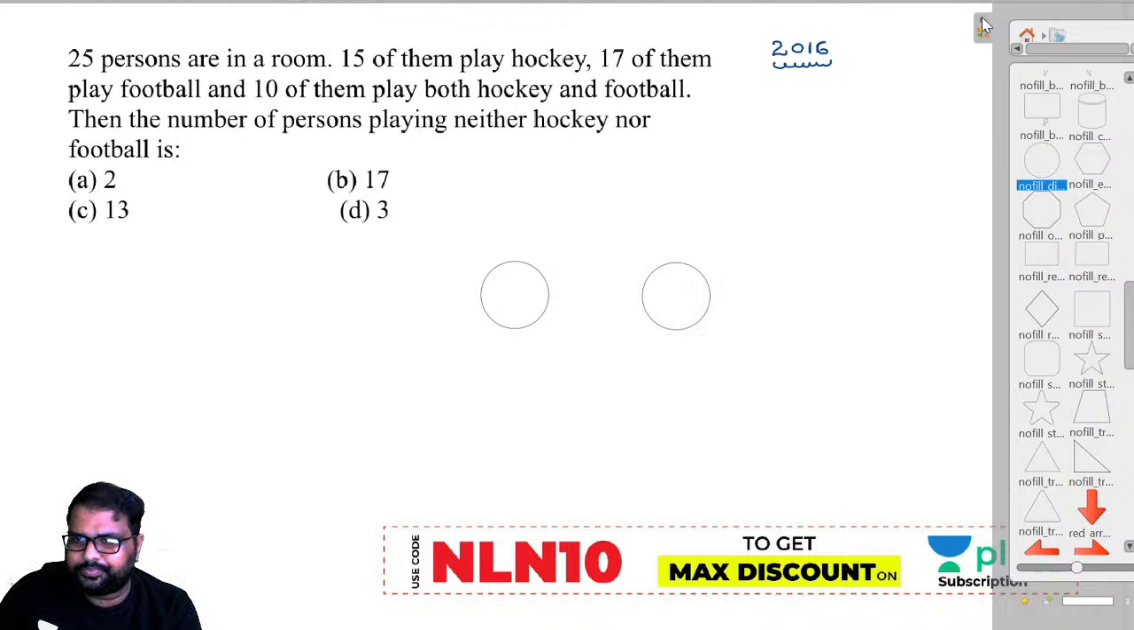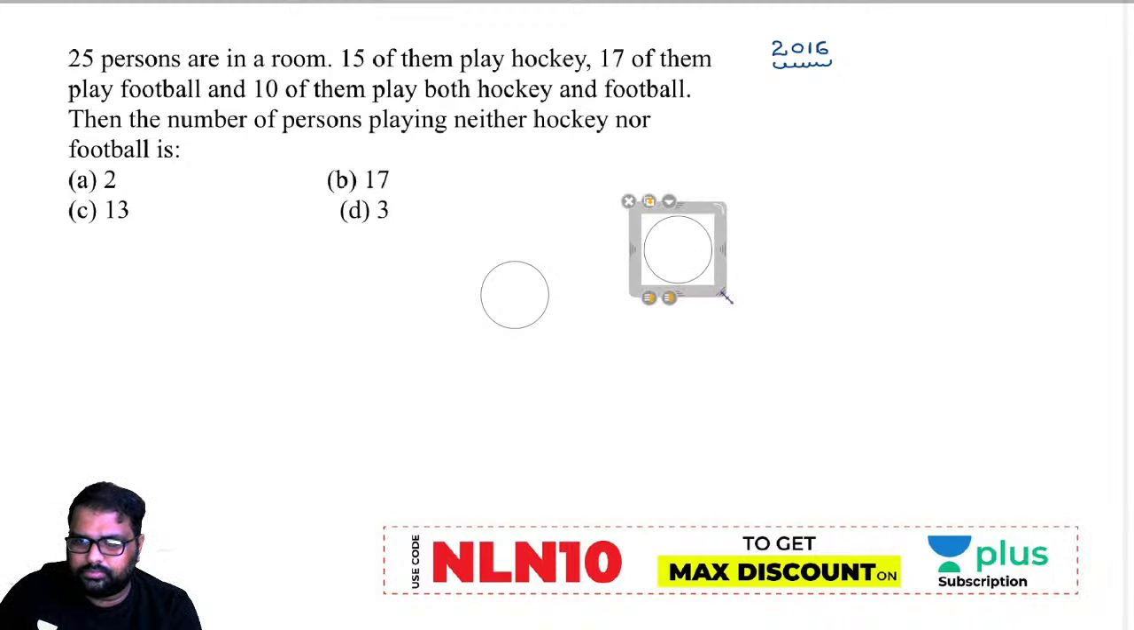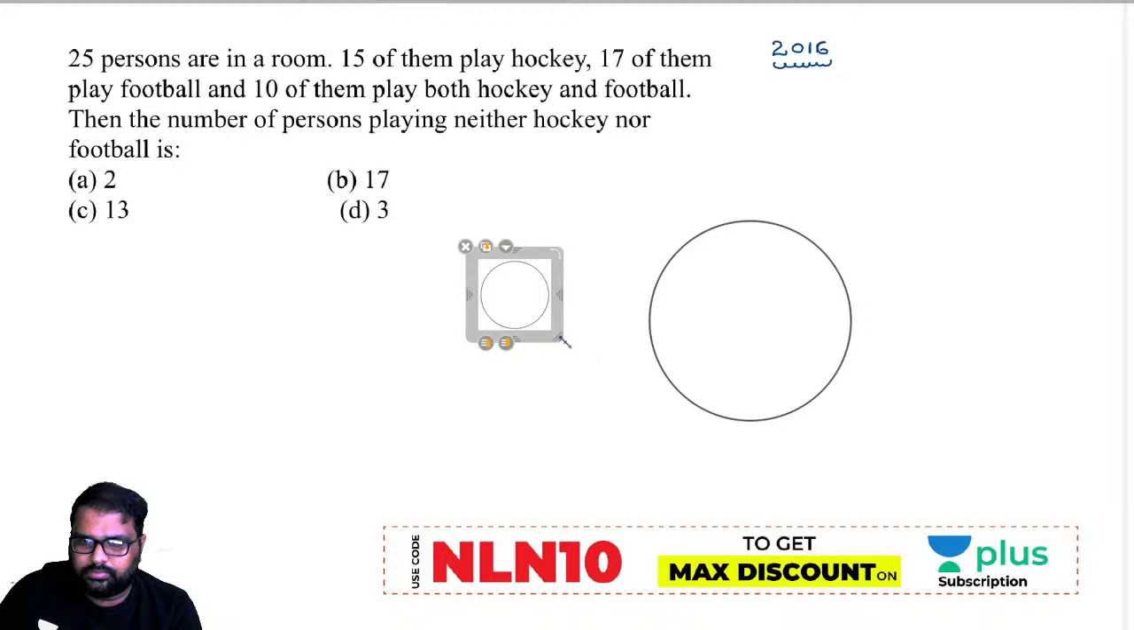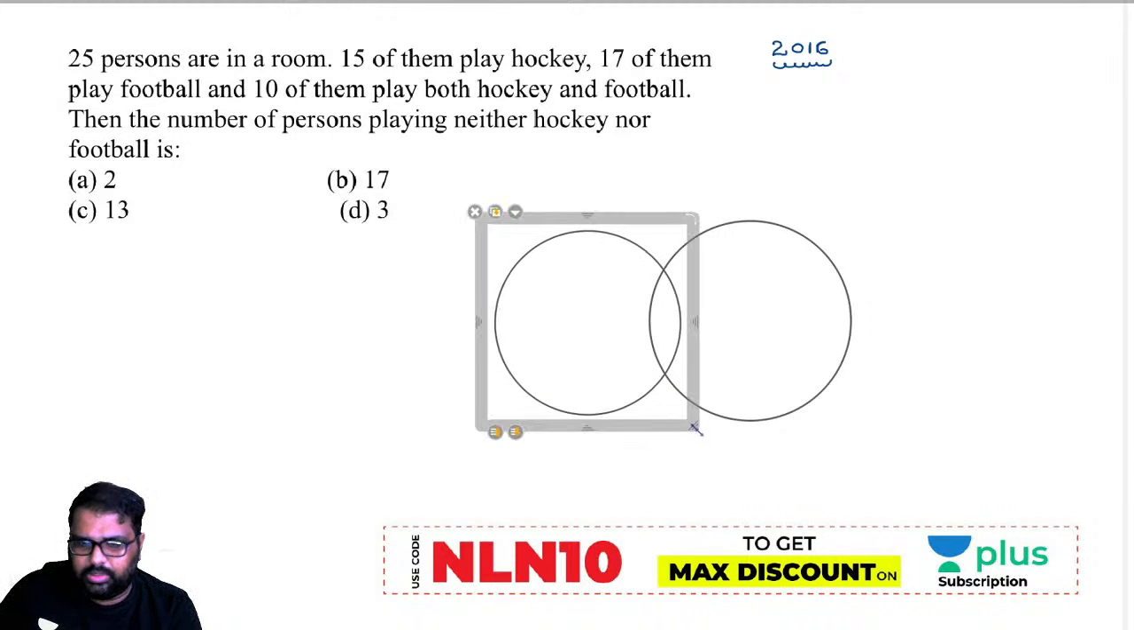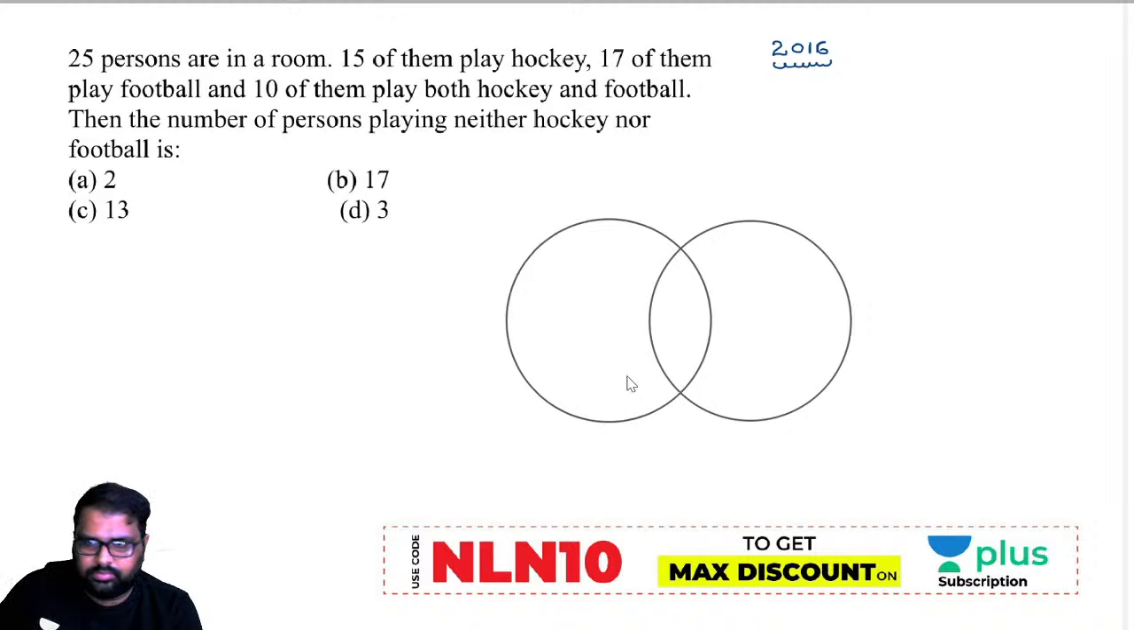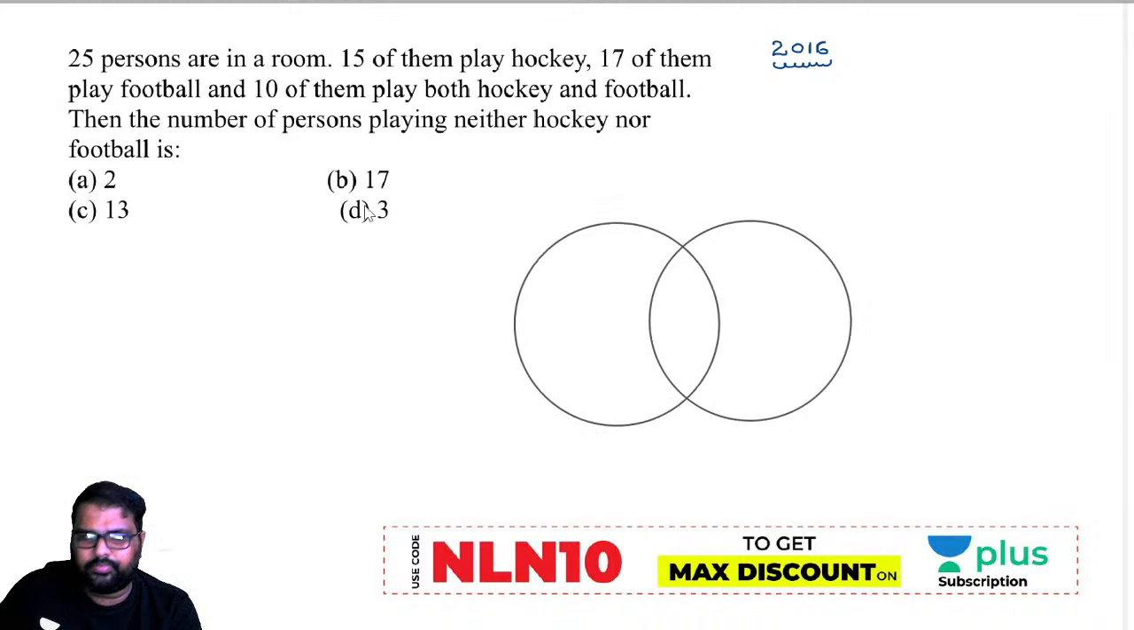Anybody? Yes, Guru, 35 is correct. What about the next one? Look here. 25 persons are in a room, it seems. So the total value is 25. Yes, very good.